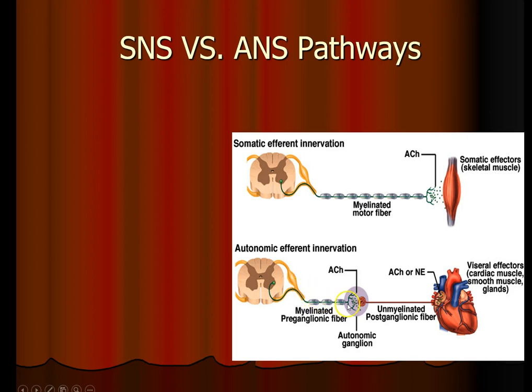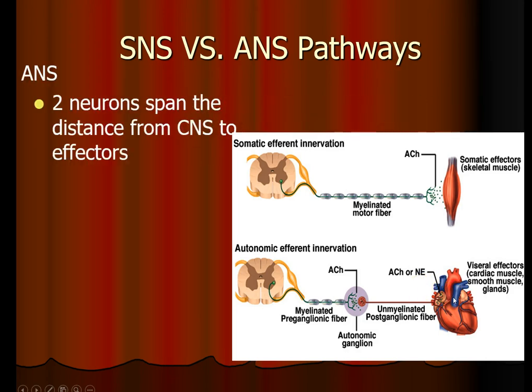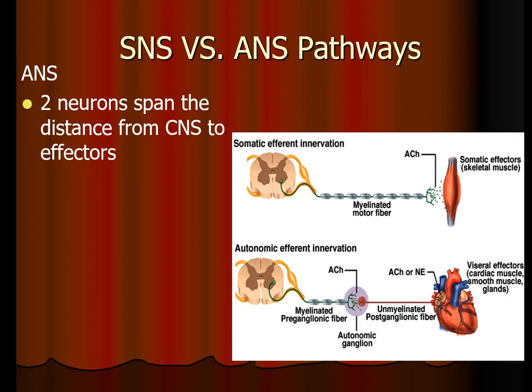Now, the preganglionic neurons of the autonomic nervous system are myelinated. The postganglionic neurons are not. Okay? The preganglionic neuron releases acetylcholine onto the post. The postganglionic neuron might release acetylcholine or it might release norepinephrine. The target organ might have a couple different receptor choices for each one. Okay? So the autonomic nervous system has two neurons that span the distance from the central nervous system to the effector.